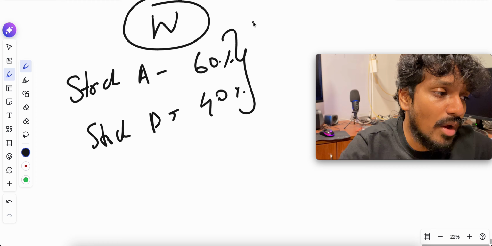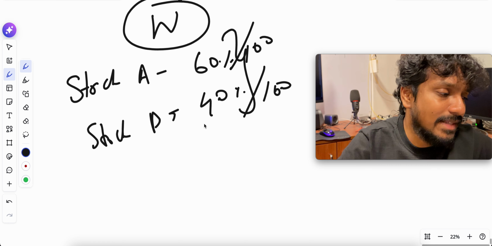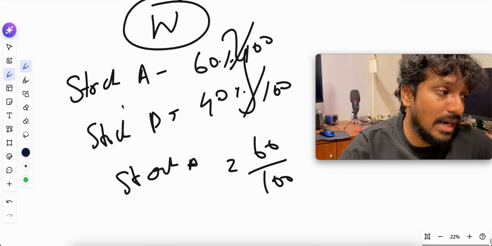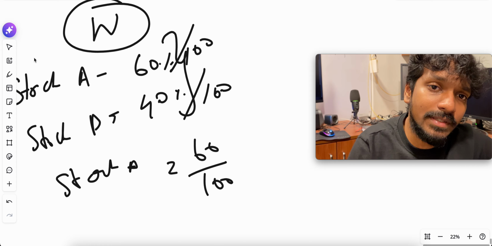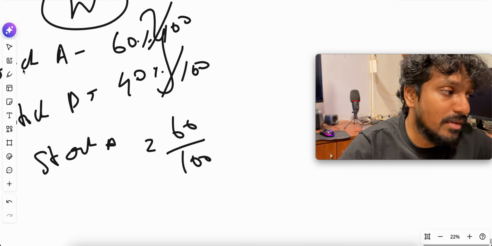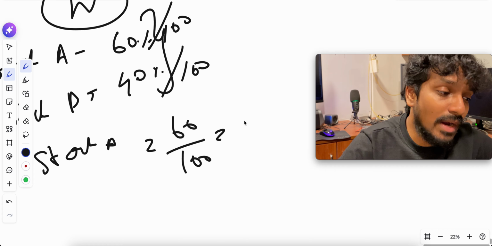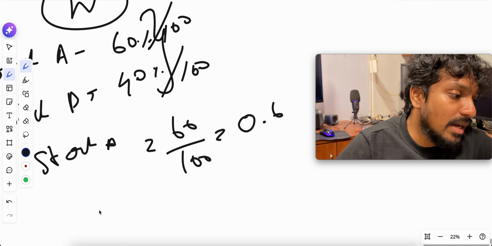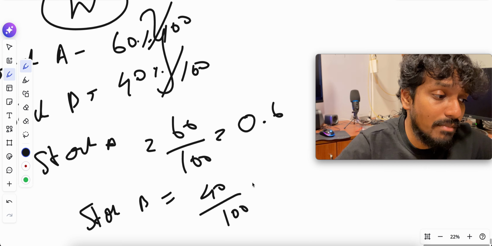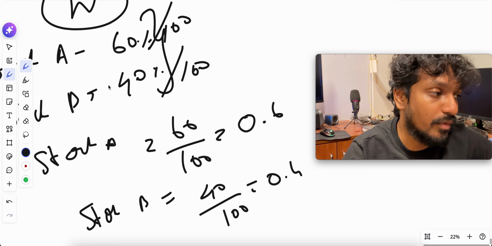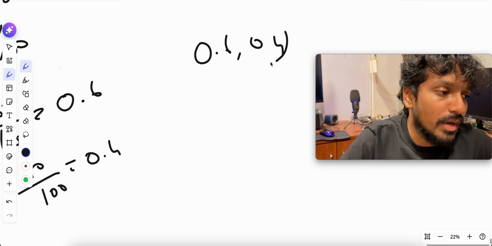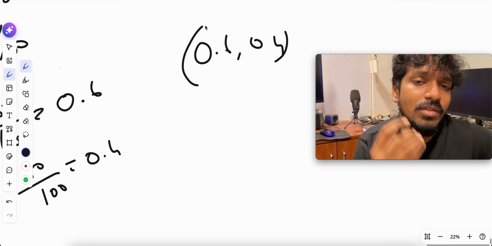For that, you have to divide each value by 100. For example, stock A is 60 divided by 100. Why 100? Because from 100%, 60% of the money is in stock A. So we have to find the decimal value for this. If you divide, you will get 0.6. Let me go with stock B. Stock B we have 40%, which divided by 100 gives 0.4. So we convert it into a vector: 0.6 comma 0.4. Now you got it.